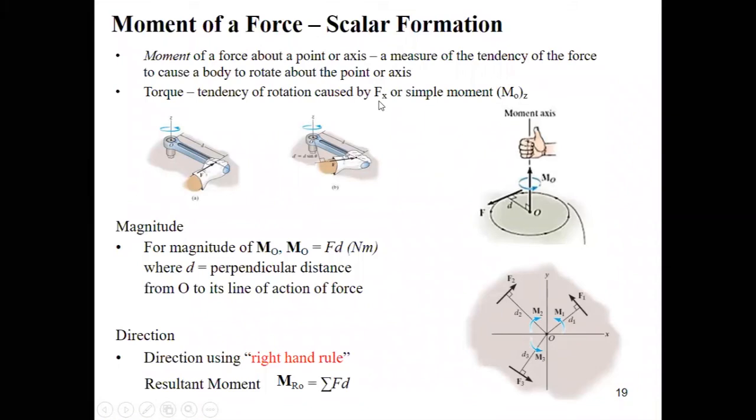Okay. For example, along the x direction of force or simple moment, we can say M naught. Here you can see the M naught along the z direction is produced by the force F, and the distance is d from a point O. So M naught will be F multiplied by d Newton meter. The distance must be in meter and force in Newton, so Newton meter. Perpendicular distance, and O is the line of action or point of action.